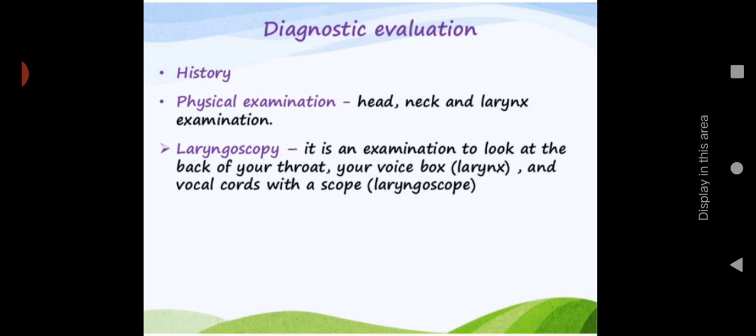Next is the diagnostic version, how we can diagnose. A proper history is needed for diagnosing speech disorder, because congenital anomalies or birth defects are also a factor. So proper history should be taken. Then a history of any brain injury or traumatic injury, that also we have to collect. Then physical examination, including head, neck, and laryngeal examination, should be done. For this we can use a laryngoscope. We already discussed what a laryngoscope is. It is an examination to look at the back of your throat, your voice box, and vocal cord with a scope. With the help of a scope, you can assess your vocal cord or larynx to identify any abnormality.